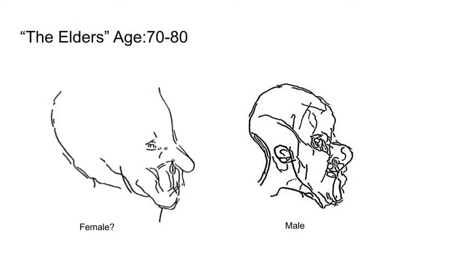These figures are what I call the elders, and they are assumed to be between 70 and 80 years of age. We have a bald head, prominent wrinkles around the mouth, nose, eyes, and cheeks. The skin looks like it's sagging, which is characteristic of this age group, especially under the chin.